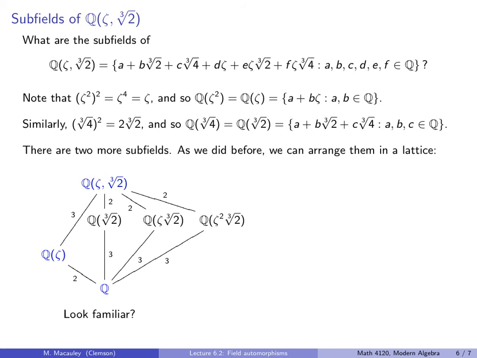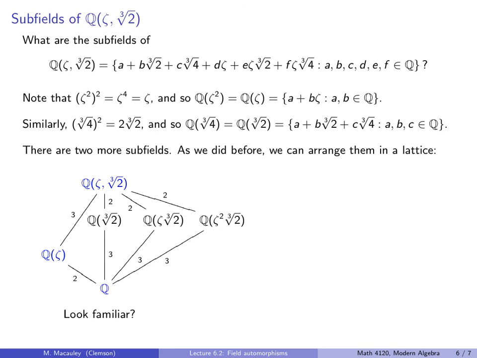Here is the subfield lattice. Does this look familiar? And let me mention that I've labeled these edges with the degree of the extension. So I start with the rationals. To get up to here, I have to adjoin a root of a degree 3 polynomial. And same thing with these.